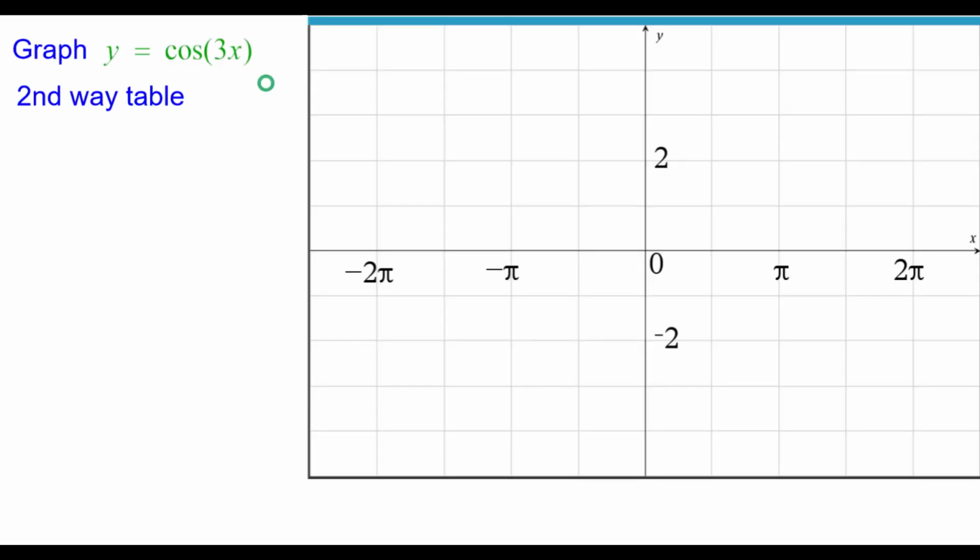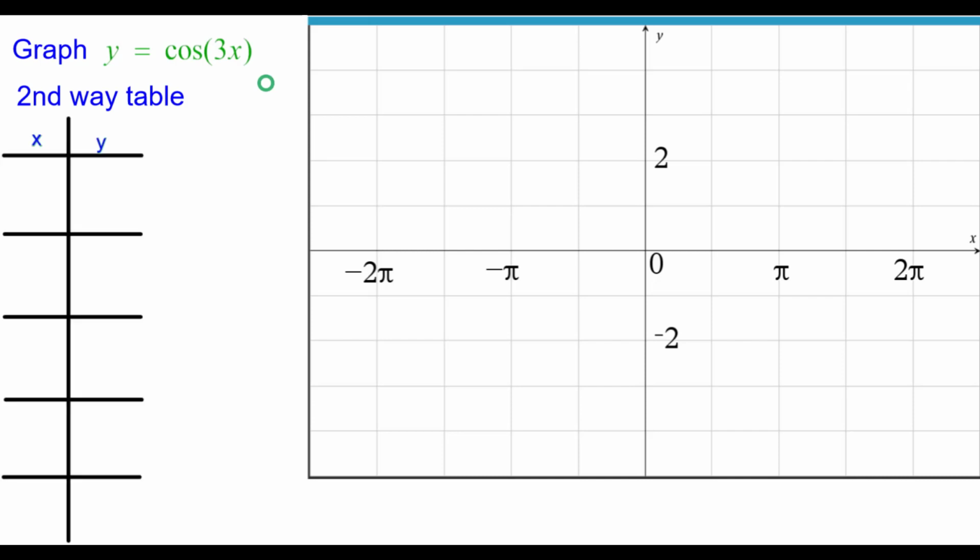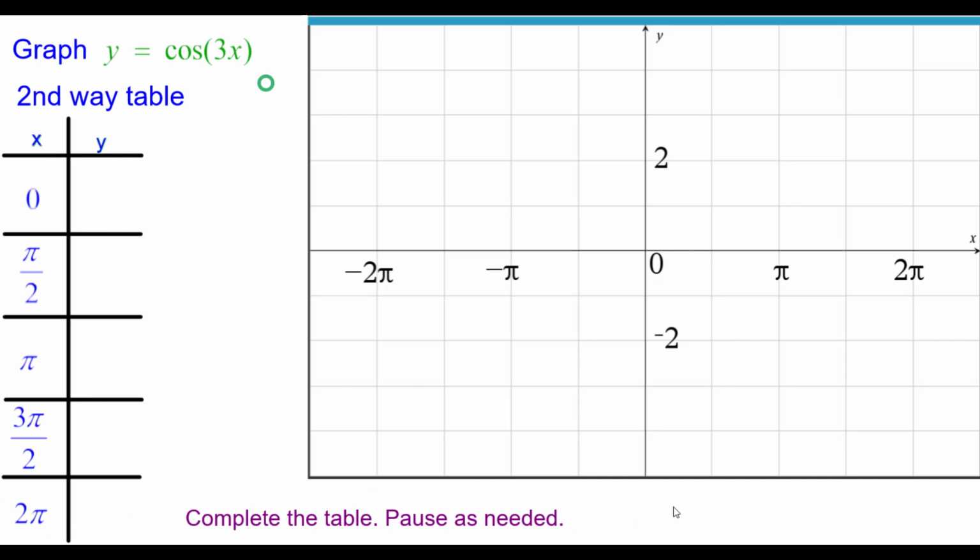Graph y equals a cosine of the quantity 3x a second way, using a table. So we'll start with the table, and these are our values along the axes. Complete the table. You should just know these.